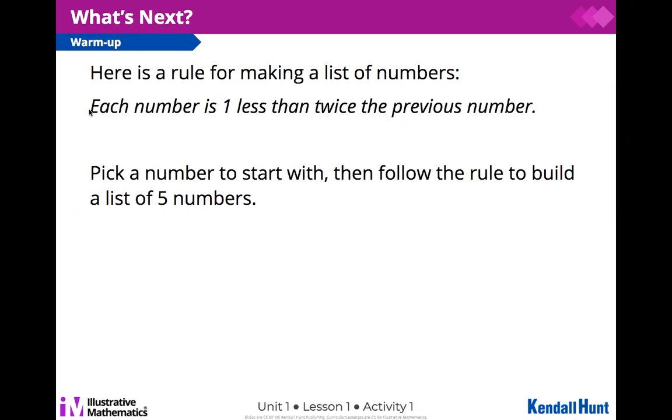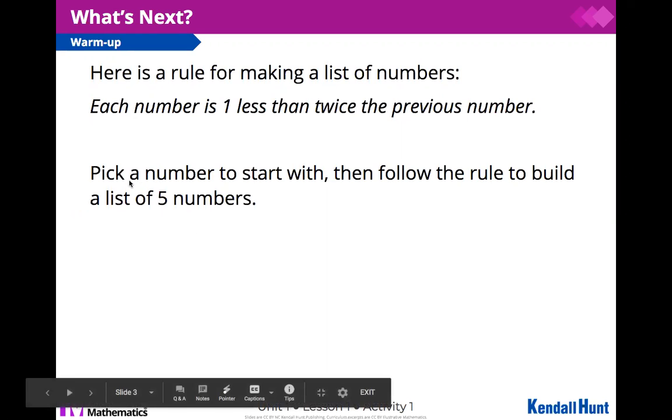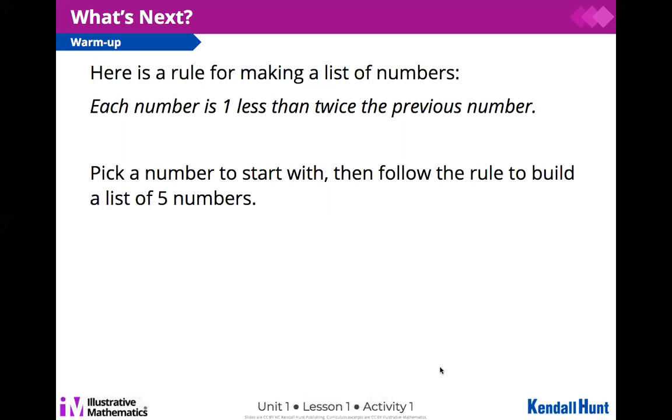So here's a rule we have here. It says each number is one less than twice the previous number. I'm going to ask you guys, just on your own, pick a number to start with, then follow the rule to build a list of 5 numbers. So what I'm going to do is go ahead and start with a number. I'm going to pick a number, and I'm going to pick number 7 to start with.